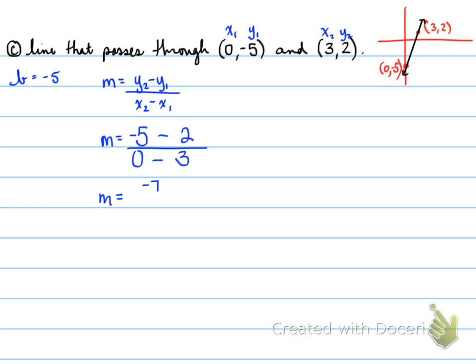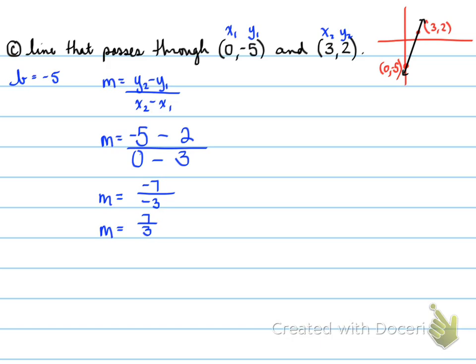-5 minus 2 turns out to be -7. 0 minus 3 turns out to be -3. Our slope will turn out to be 7 over 3. Reduced. So with the 2 negatives, it became positive, and 7 over 3, that's about all we can do with that. Okay, so we have our slope and our y-intercept.